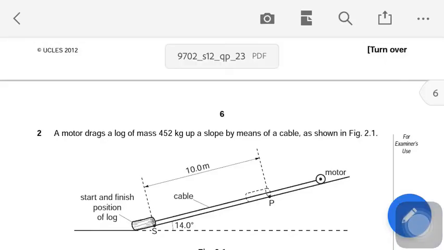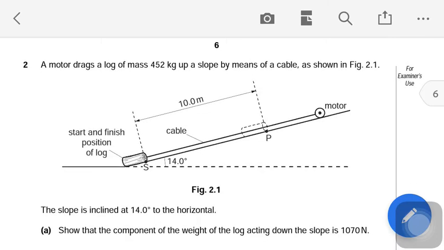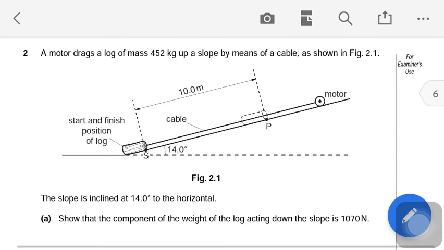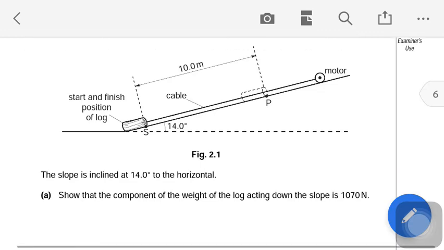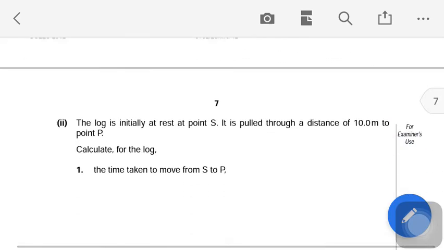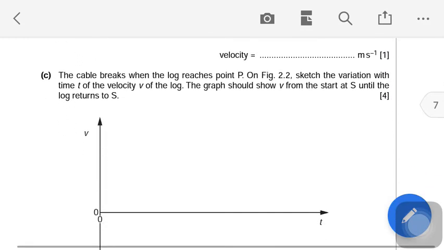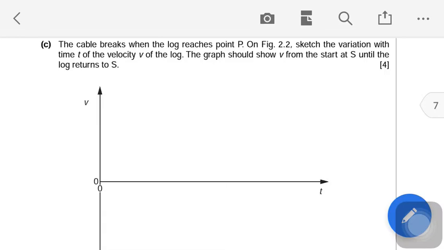Okay, today we are going to look at this question. This is from 2012 May June version 23, question number 2. If you haven't read the question, you can pause the video and look at it. We are not going to do A part or B part, you can do that on your own. We're just going to discuss a doubt in the C part.